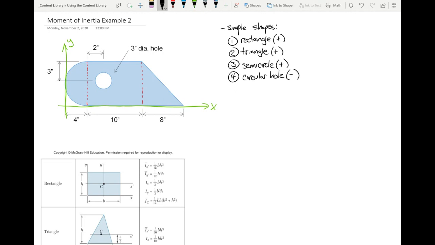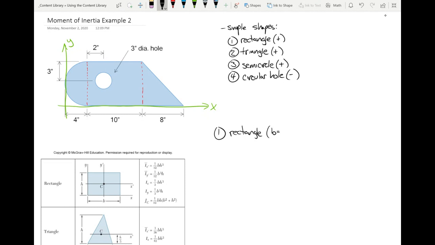Okay, let's take each shape one at a time, and let's see what we can derive. So let's look at shape one. Shape one is a rectangle. Now this rectangle, as you can see here, what do we know?